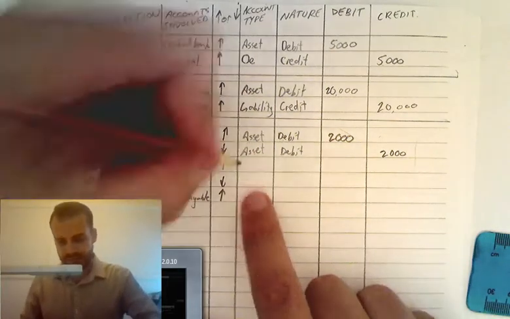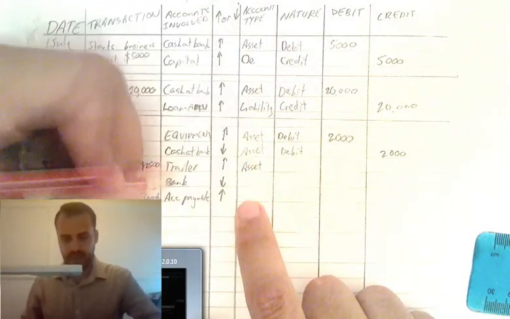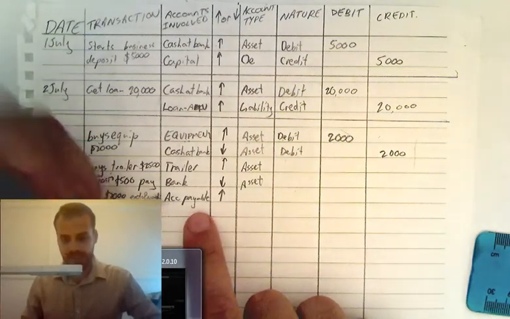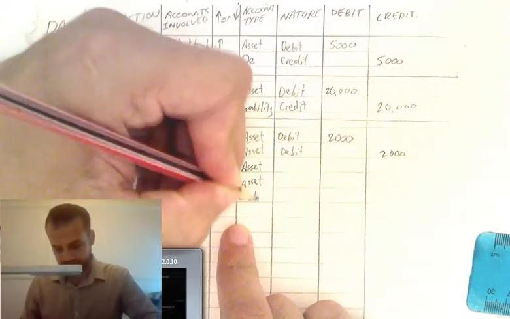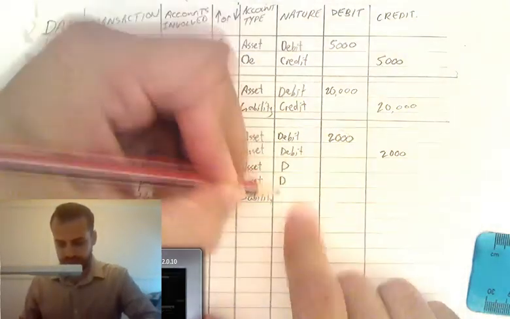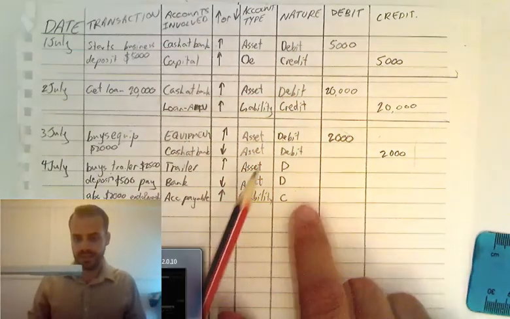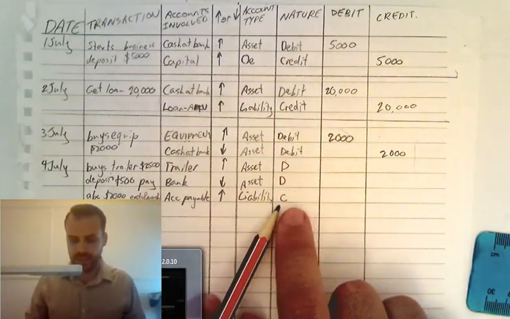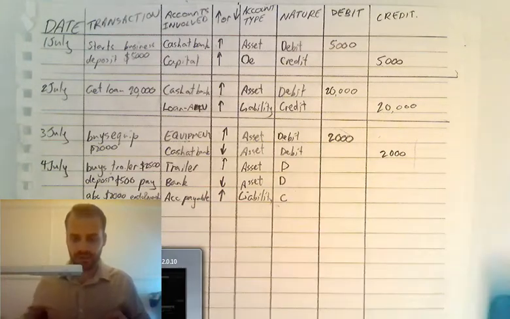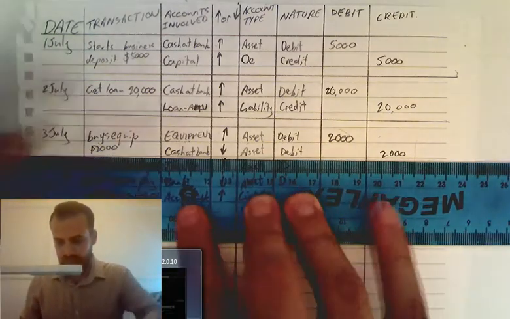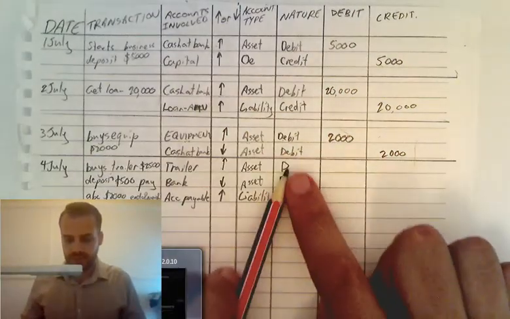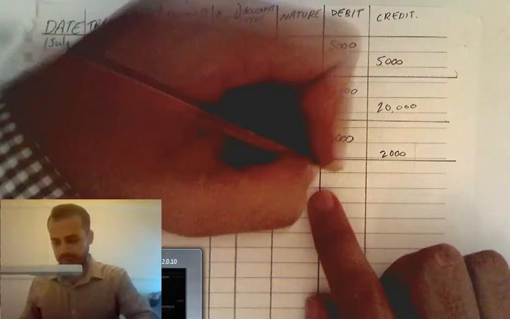Now the trailer is an asset. A bank is an asset. Accounts payable is a liability. So that's a debit, that's a debit, that's a credit. You can see I'm getting lazy here. DDC. Now this debit goes up. You've purchased a trailer. Oh, if you didn't rule off that line, you're a bad person. All right. A debit has gone up $2,500.